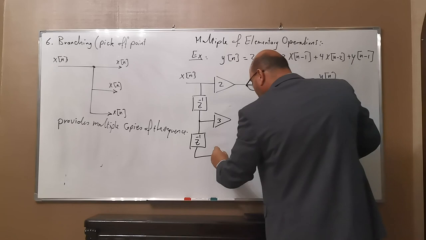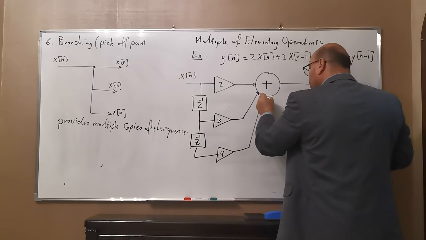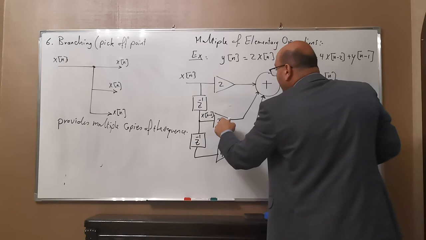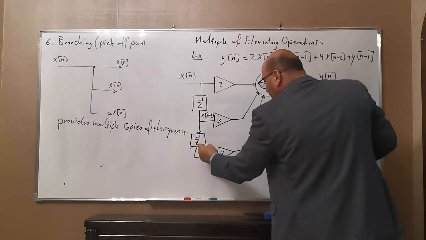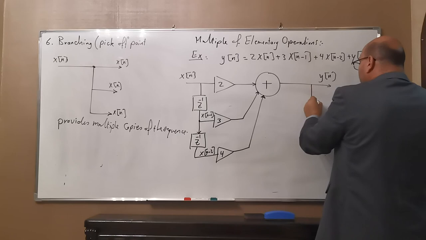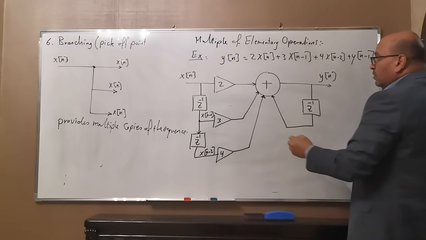And then we will add those to the adder. So you have x of n multiplied by 2. You have here x of n minus 1 multiplied by 3. And you have here x of n minus 1 coming to the input here. So you'll have x of n minus 2 multiplied by 4. And we have to add y of n minus 1. So we'll take the output y, delay it by 1, and take the output, multiply it by 1, so you don't have to multiply it by anything, and you add it here. So this is a graphical representation of this difference equation.